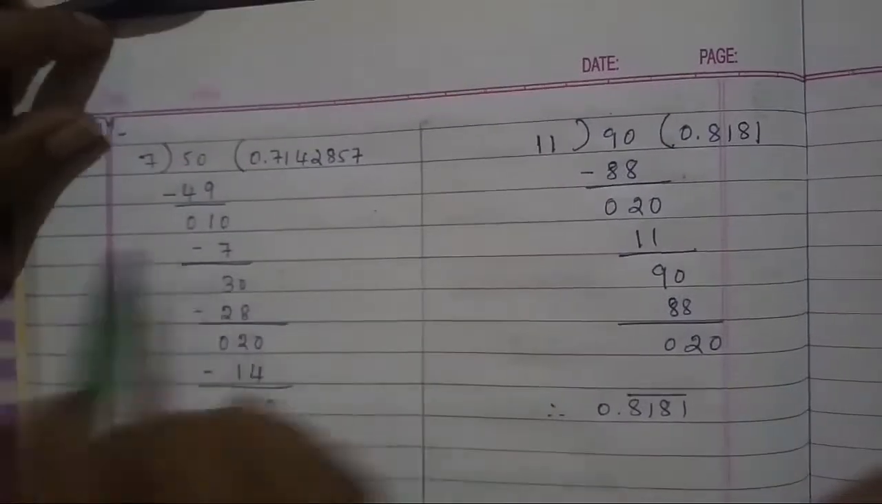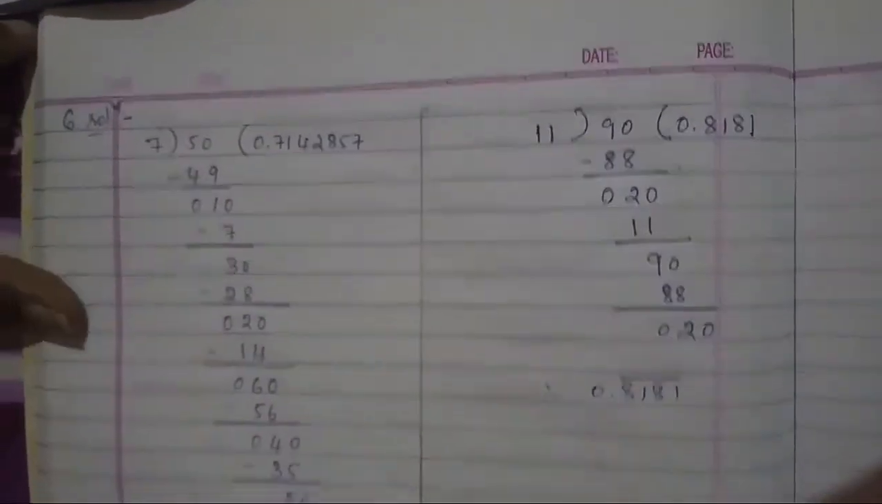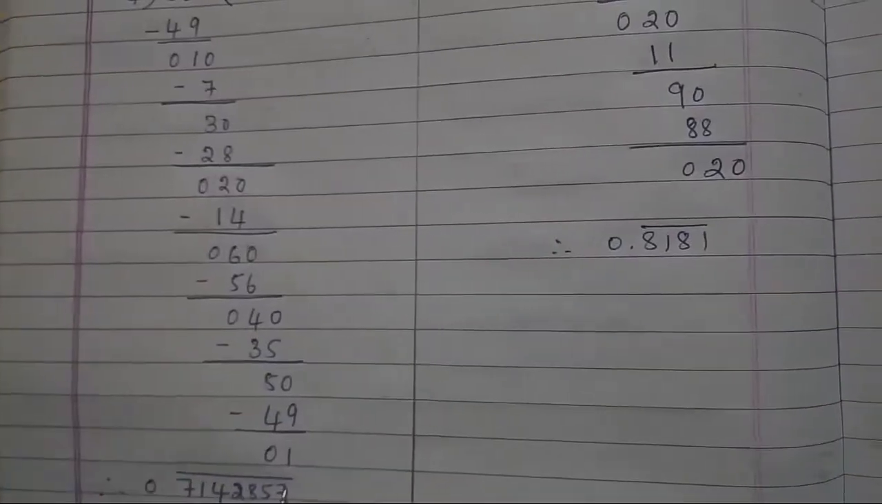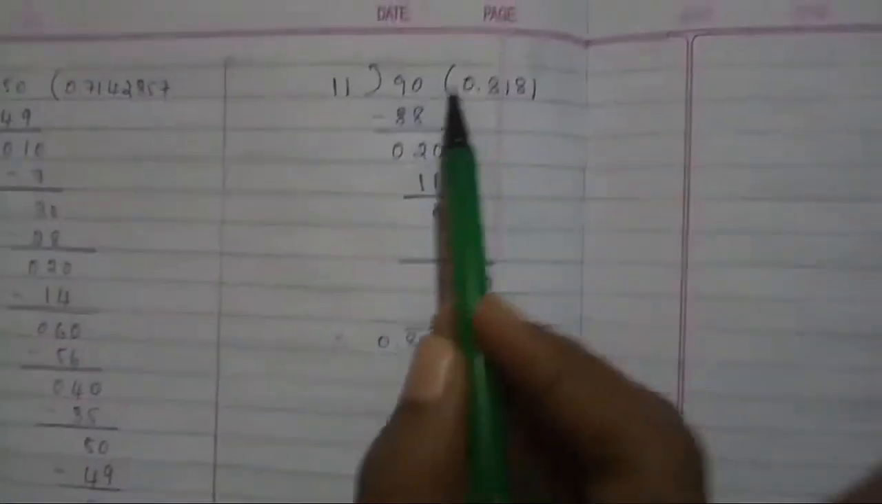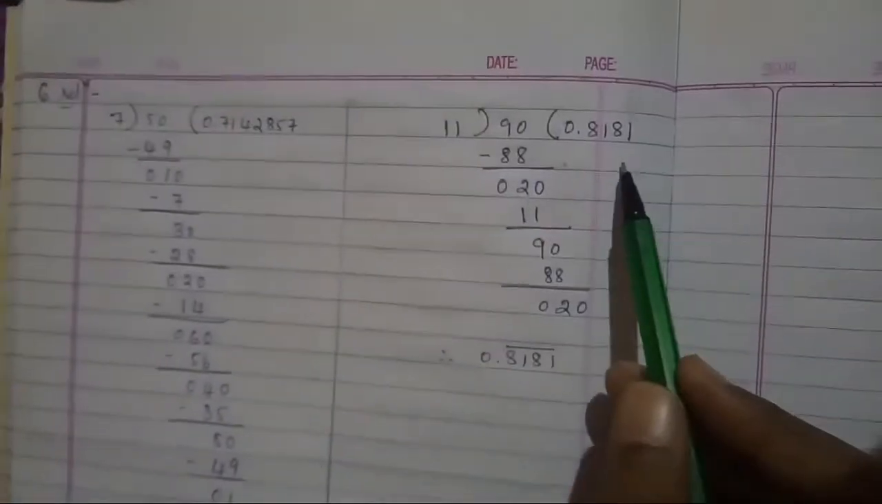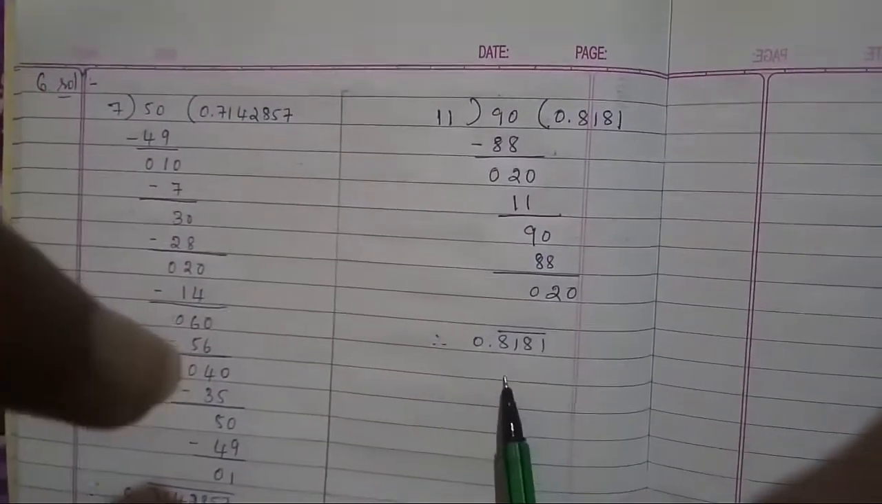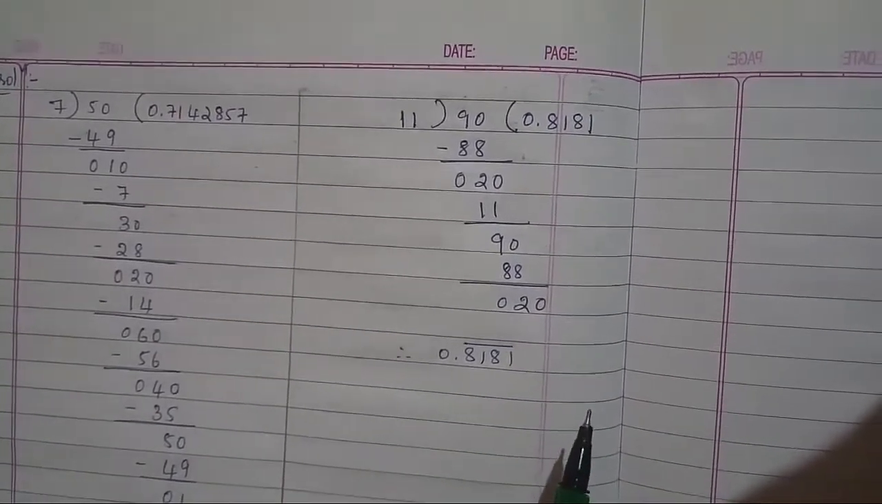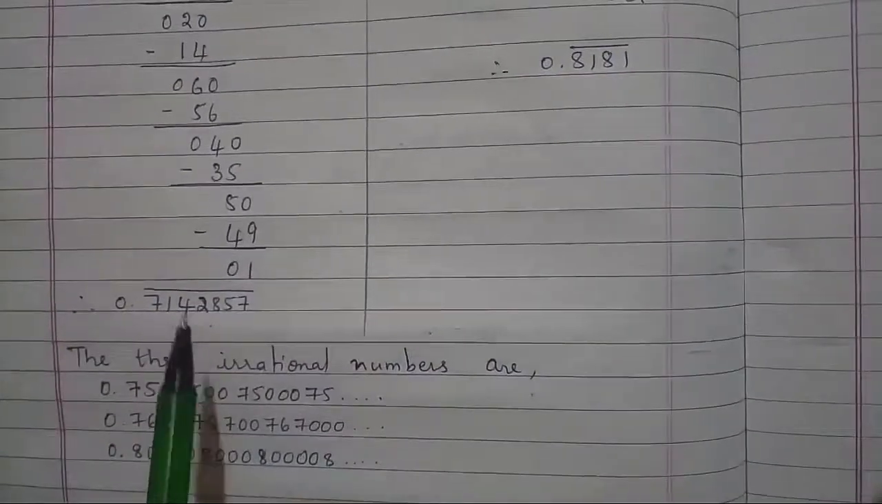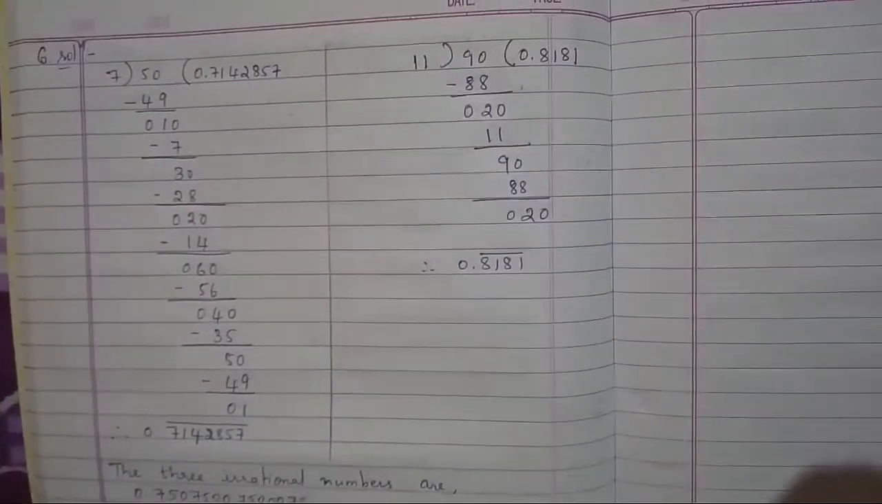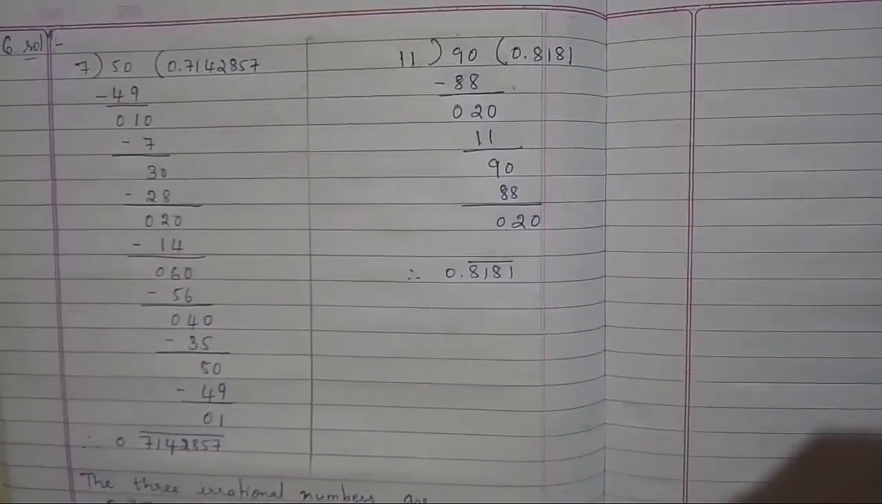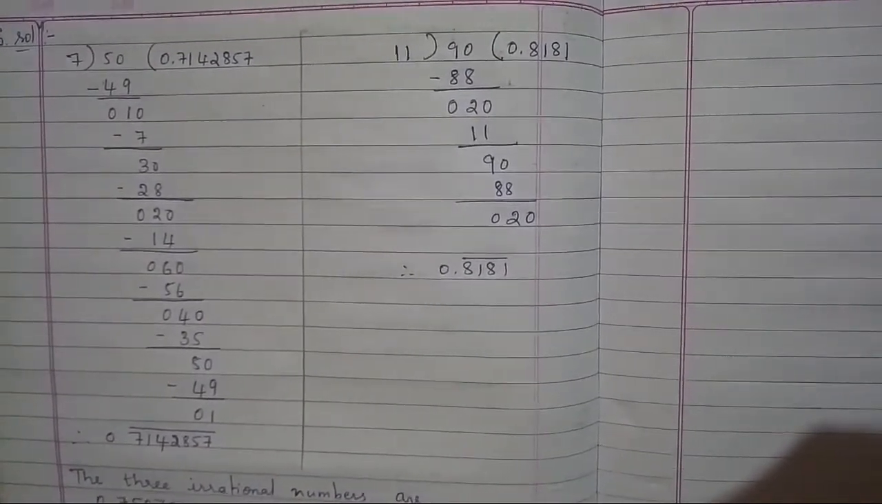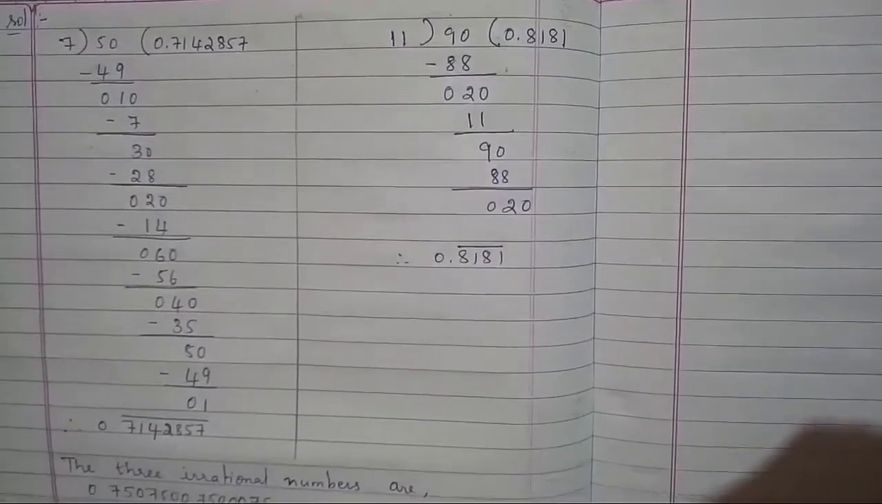Here, 5 by 7: divide 5 by 7 and you will get 0.7142857 with a bar. It goes on; it is a non-terminating recurring decimal. Similarly, 9 by 11: divide 9 by 11 and you will get 0.818 with a bar. It is a non-terminating recurring decimal. In between these two decimals, you need to find three irrational numbers. Find different irrational numbers between these two rational numbers.